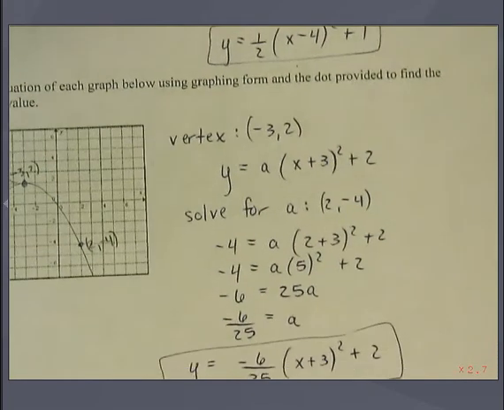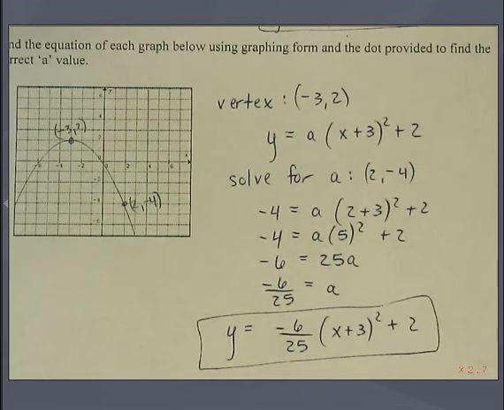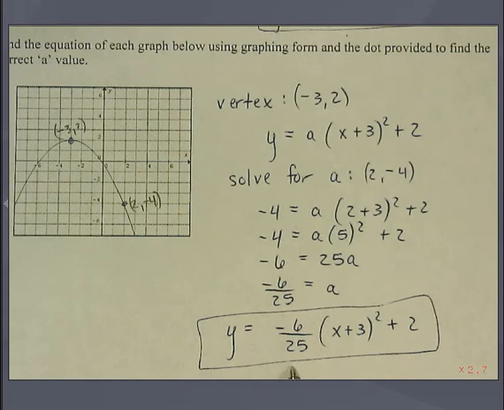All right, and go ahead and check your solution. And notice, hopefully you did get a negative a value, which makes sense looking at this parabola. It's an upside down parabola, so make sure you're checking your work that your answer makes sense. We do have a negative a value.